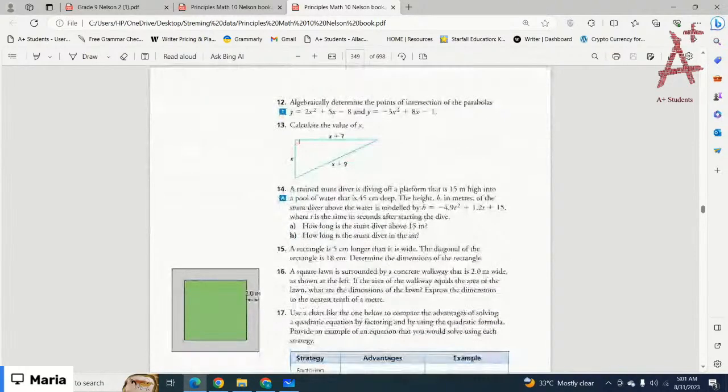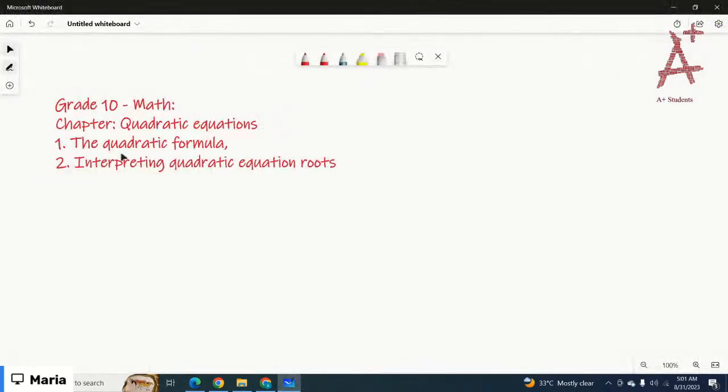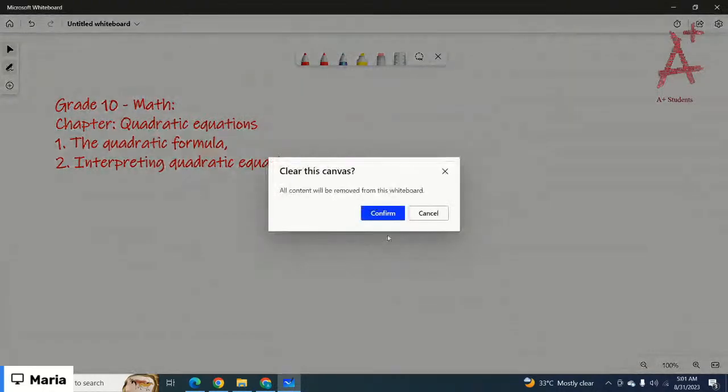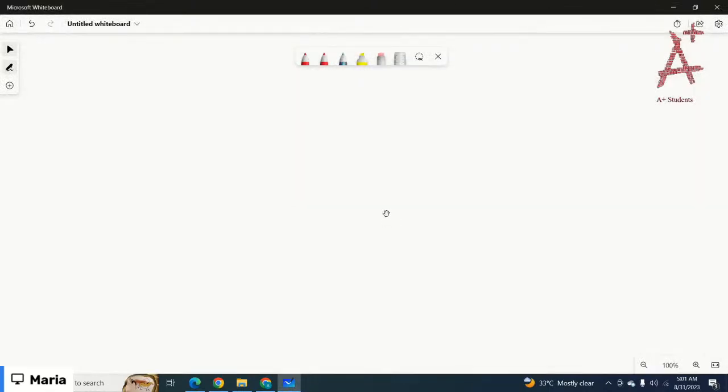Algebraically determine the points of intersection for the parabolas. So you are given two parabolas. You have to calculate their point of intersection, right? You are given the equations.